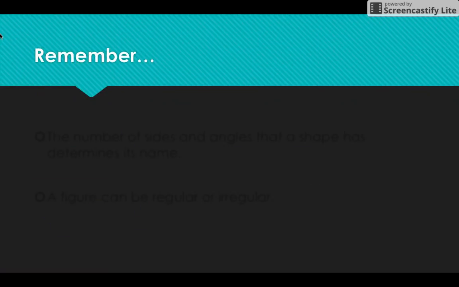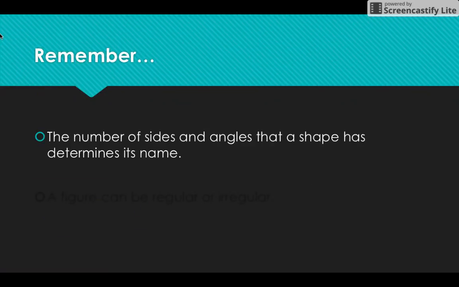So that has been our shapes. Remember that the number of sides and angles that a shape has determines its name. If it has four sides and four angles, it's a quadrilateral. But if it has six sides or six angles, it's a hexagon.